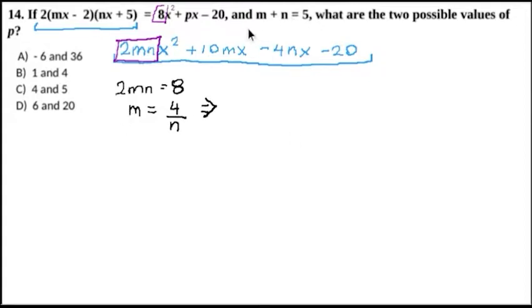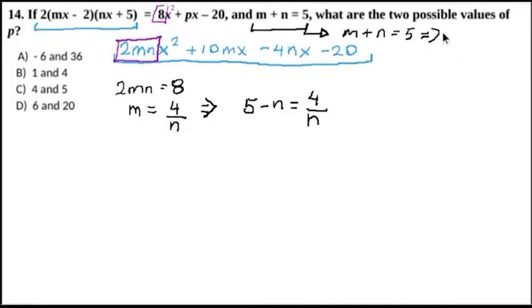So if we use the linear equation, we can substitute 5 minus n instead of m. So 5 minus n is equal to m, which is also equal to 4 over n. Okay, so we have m plus n is equal to 5, and we'll get m is equal to 5 minus n, and just substitute it in here and here.